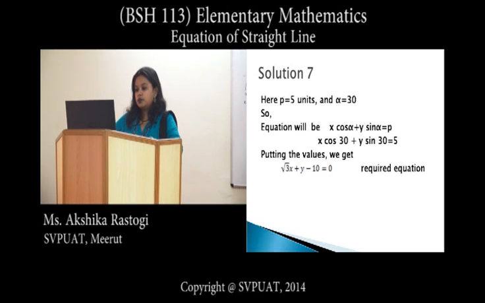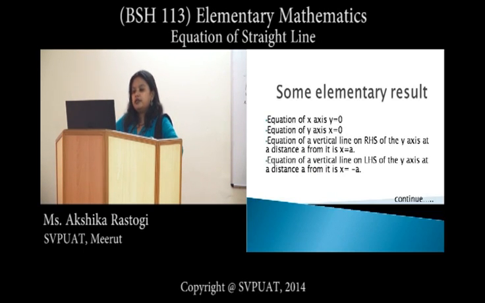So I would like to recap once more. First, we have taken some elementary results regarding the x-axis and y-axis. The equation of the x-axis is y equals 0. Similarly, for the y-axis it is x equals 0. And we have discussed the reason behind this also. Then the situation where we have a vertical line on the right hand side, which is parallel to the y-axis also.